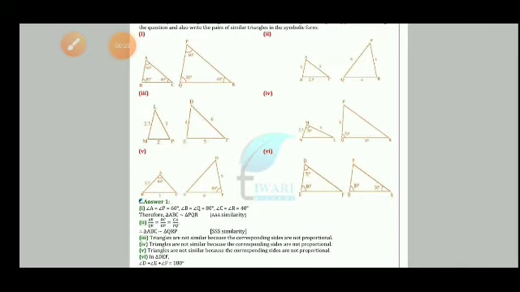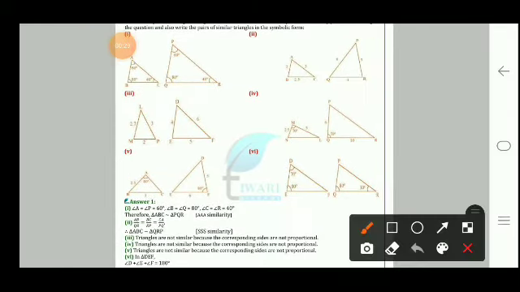If we see here in the first question, it is given that angle A is equal to angle P, that is equal to 60 degrees, angle B is equal to angle Q, 80 degrees, and angle C is equal to angle R, which is equal to 40 degrees. So therefore both the triangles, triangle ABC and triangle PQR, are similar by AAA similarity.